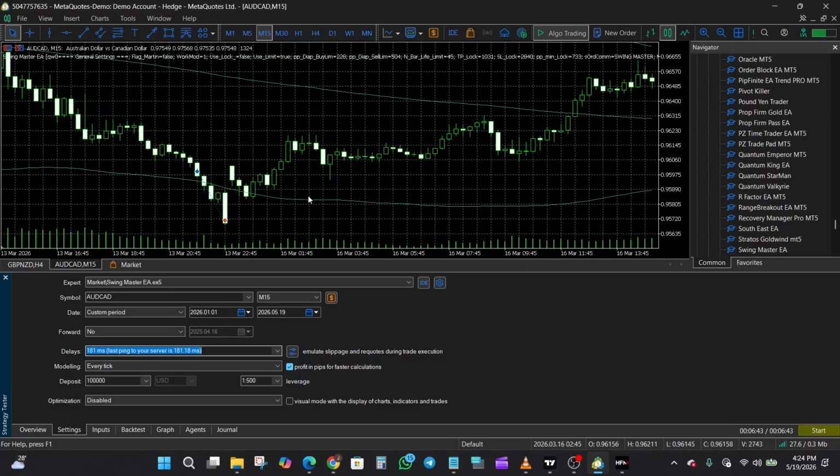Of course, historical backtest results should always be viewed as analysis rather than guarantees of future performance. Results can vary depending on broker conditions, spreads, slippage, leverage, lot sizing, optimization settings, and overall market volatility.